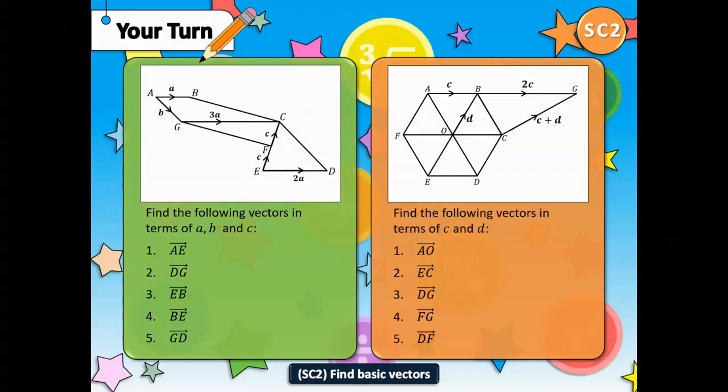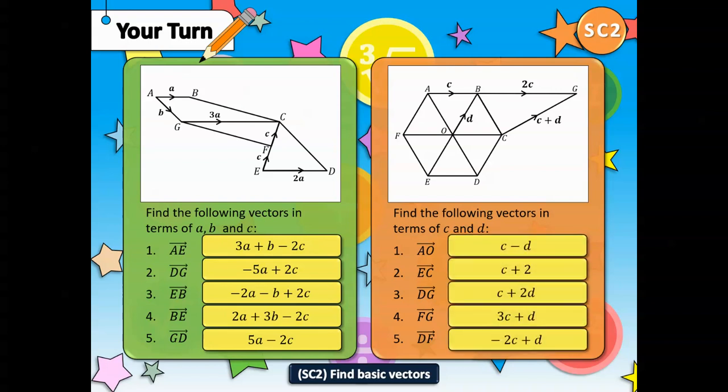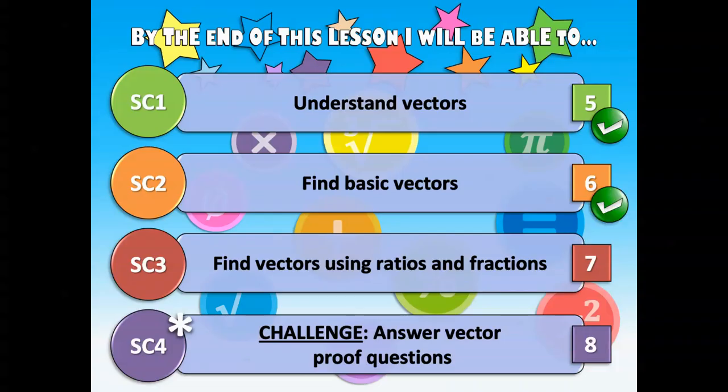Here are some questions for you to have a go at. Pause the video, and when you're ready to mark your work, press play. Here are your answers. So there's your green answers, and there's your amber answers. So now we've completed success criteria 2.